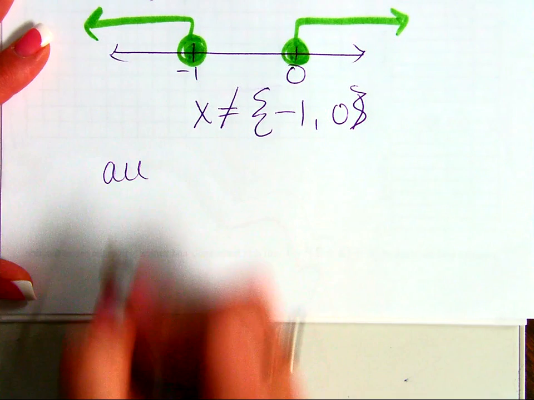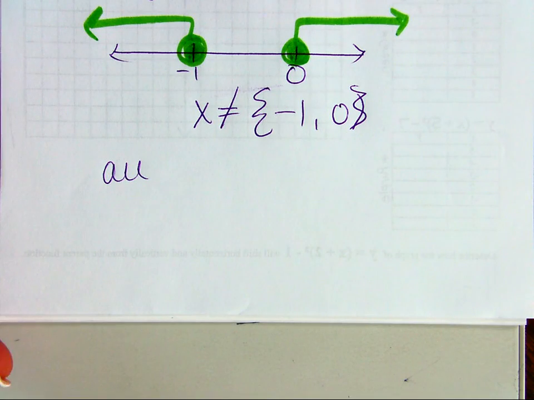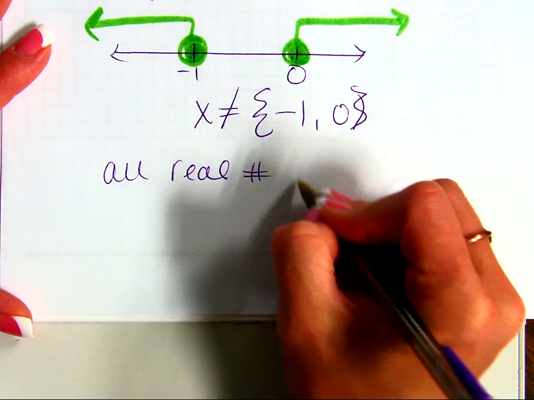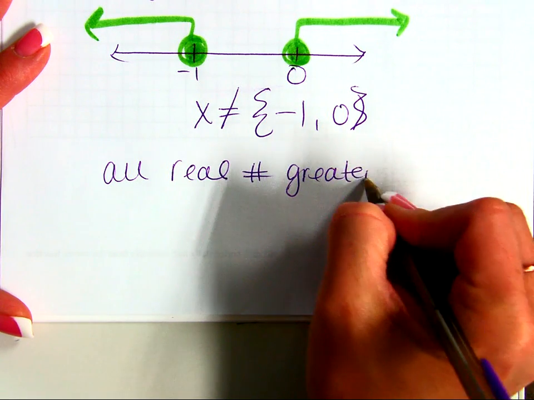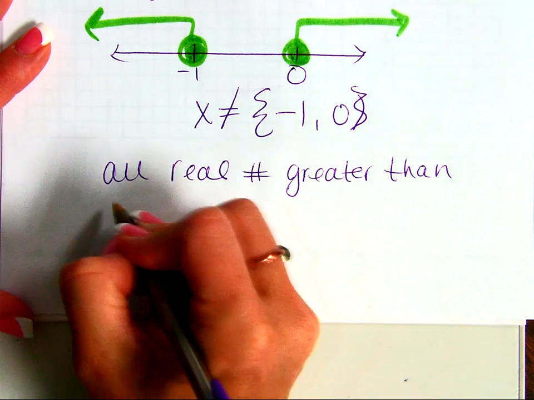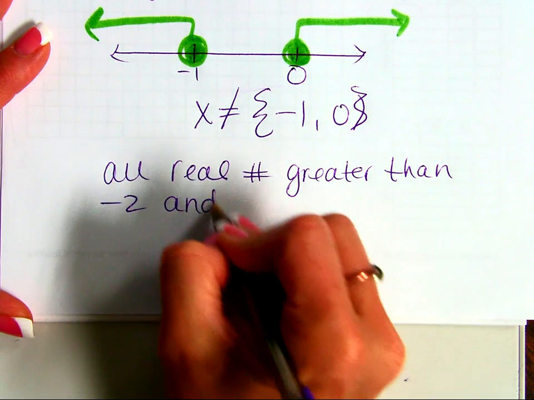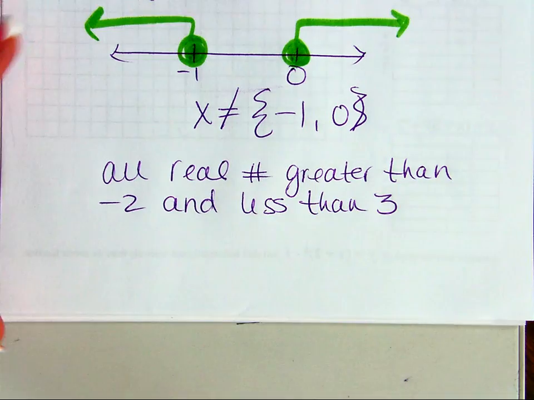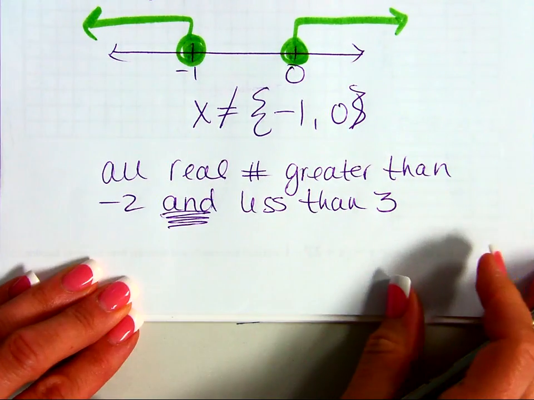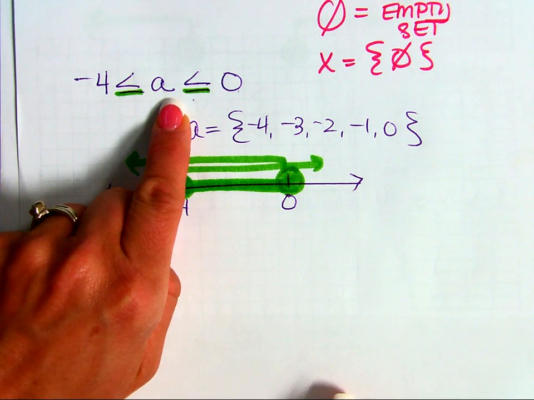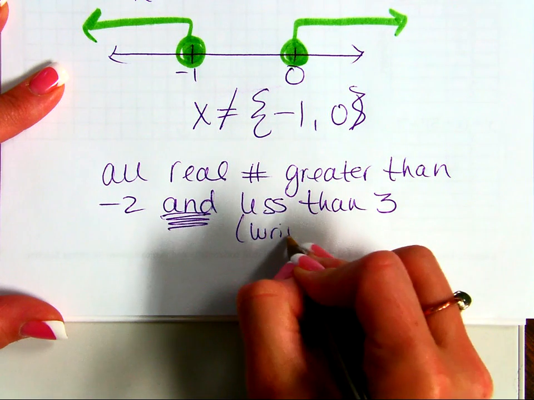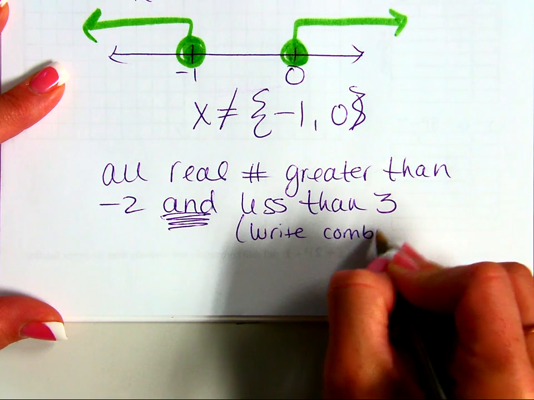All right, I need you then, one last thing to be able to do. If you are given a verbal sentence, I need you to create the inequality from it. I need you to write an inequality that represents all real numbers that are greater than -2 and less than 3. So because it's an "and," I need to see it written like this. Don't write the "and" separately. The "and"s have to be written as combined. Okay? So write it combined.